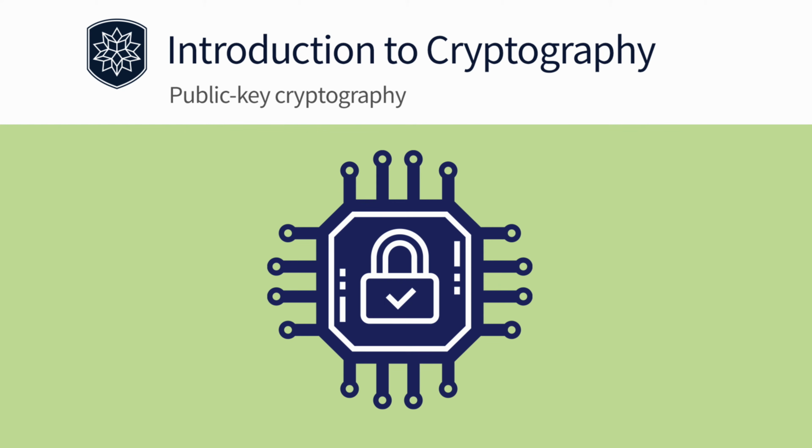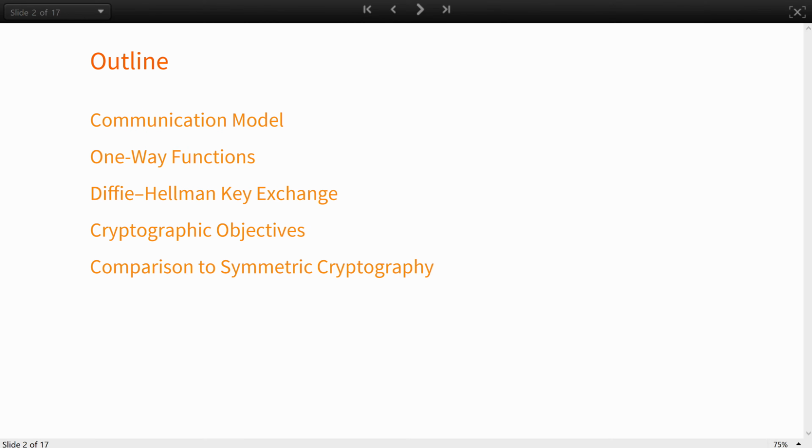Hello everyone! This lesson opens a section on public key cryptography, also known as asymmetric cryptography. This lesson will introduce the communication model of public key cryptosystems, explain how one-way functions relate to them, describe the Diffie-Hellman key exchange scheme, list the objectives of public key cryptography, and compare it to symmetric cryptography.